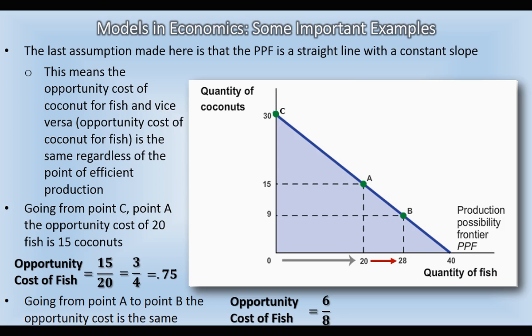So again, we're trying to figure out the opportunity cost of fish. To produce 8 fish, we're going to give up 6 coconuts. Our opportunity cost will be in coconuts, so coconuts will be on the numerator. And again, that's got a common factor of 2. 2 goes into 6 3 times. 2 goes into 8 4 times. So that simplifies down to 3/4, which is again 0.75, which again just highlights that the opportunity cost of producing one more fish is always going to be 0.75 coconuts, no matter where you're at on the production possibility frontier, if it's got a constant slope and therefore just a line.